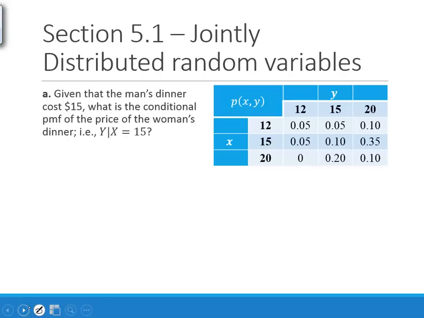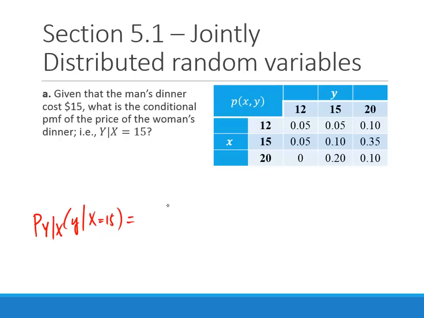Okay, I think we have time to work through this example real quick. For a discrete example, back to our dinner price example. Given that the man's dinner cost $15, what is the conditional PMF for the price of the woman's dinner? So I want to know the distribution of y given that x equals 15. I want the PMF of y given x, but such that x equals 15.